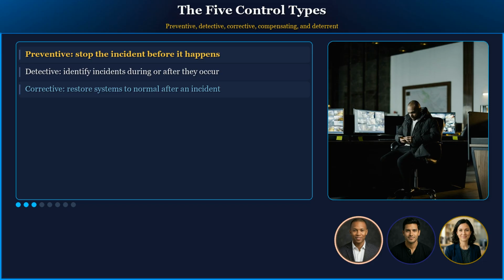Detective controls work differently. They do not stop the incident. They tell you it happened or is happening.